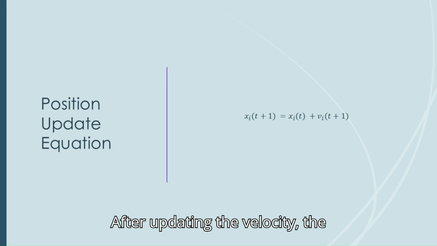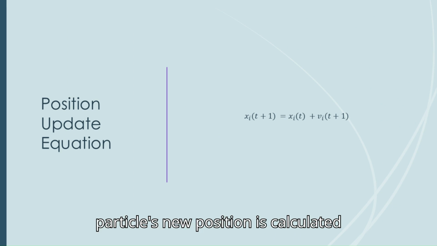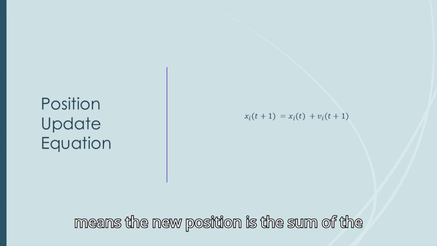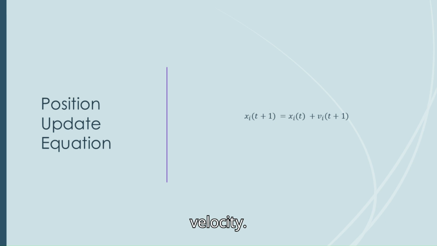After updating the velocity, the particle's new position is calculated using x sub I at time t plus 1 equals x sub I at time t plus v sub I at time t plus 1. This means the new position is the sum of the current position and the updated velocity.